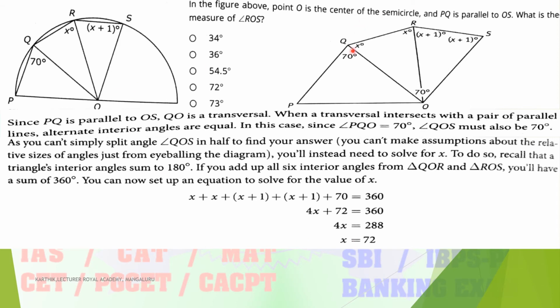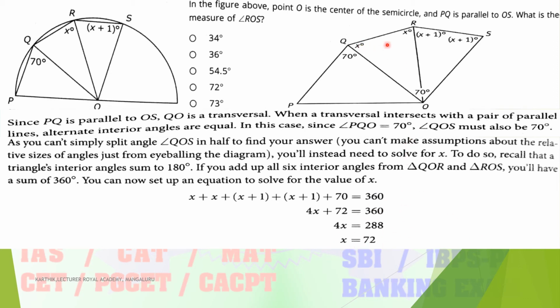Understood, right? So total how many sides? This is a triangle. So this one has a total of four sides, 1, 2, 3, 4. Okay, four sides. So x plus x plus x plus 1 plus x plus 1, two times, and plus 70 is equal to the total angle. Four sides, total 360 degrees. So from that, after simplification, you can get the value x is equal to 72.